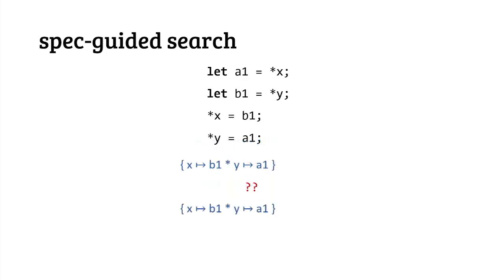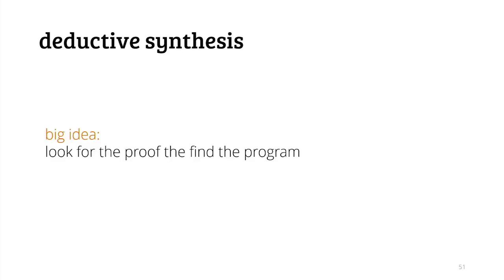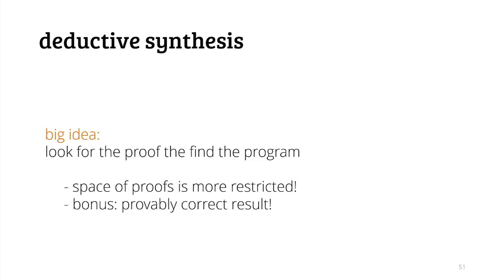And then finally, we got to the state where our pre-state and our post-state are the same. So there's nothing more to do, and we are done with the synthesis. So you can see, if you look at the spec as you're doing the synthesis, it was guiding you, and you didn't have to try any silly things. OK? Makes sense? So the big idea is to look for the proof to find the program, because the space of proofs is often more restricted than the space of all programs. And as a bonus, you get a provably correct result.